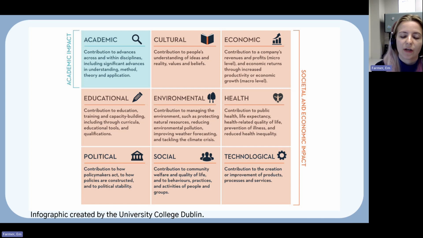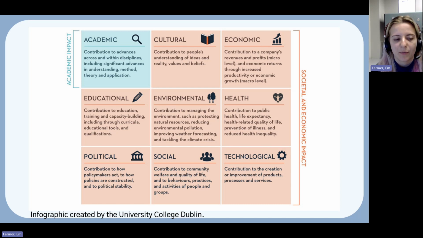So this is an infographic created by the University College Dublin, and I really like it because it's just another way to look at research impact and see the differences between the two types. As you can see, academic impact is that blue square in the top left. Non-academic impact is literally everything else. Depending on the field that you're studying, you may be more or less likely to interact with certain aspects of non-academic impact. It's very difficult to cover all of them by just one publication or even in one career.